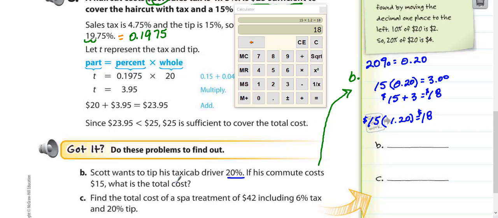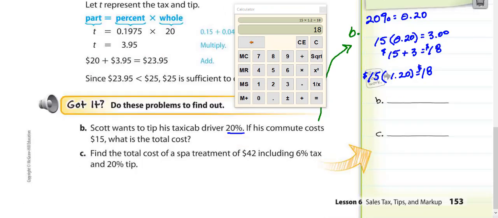All right, go ahead, pause again if you need to solve C, and then we'll come back together and solve that one. All right, let's go ahead and do C.